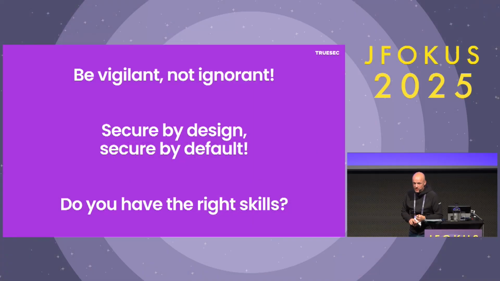So if I've tried to teach you or tell you anything in this presentation, the first thing is we need to be vigilant, not ignorant. We have to be a bit more pessimistic and maybe a bit more mature when it comes to thinking about security. We also need to start thinking about secure by design and secure by default, meaning we have to consider these aspects not only when we write code ourselves, but also when we install products or when we configure products. Make sure that it's secure by design, secure by default.